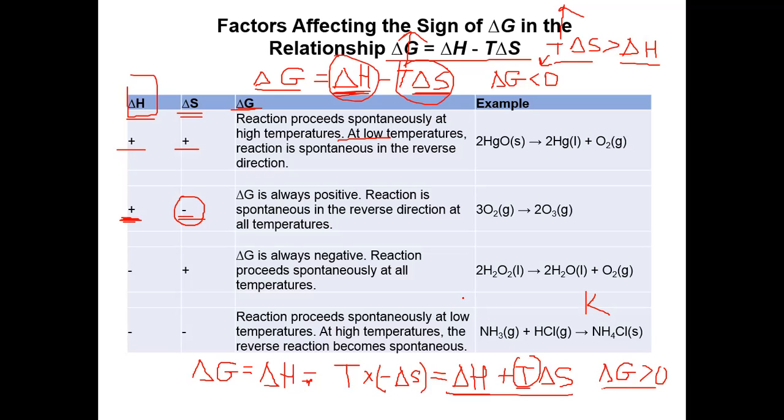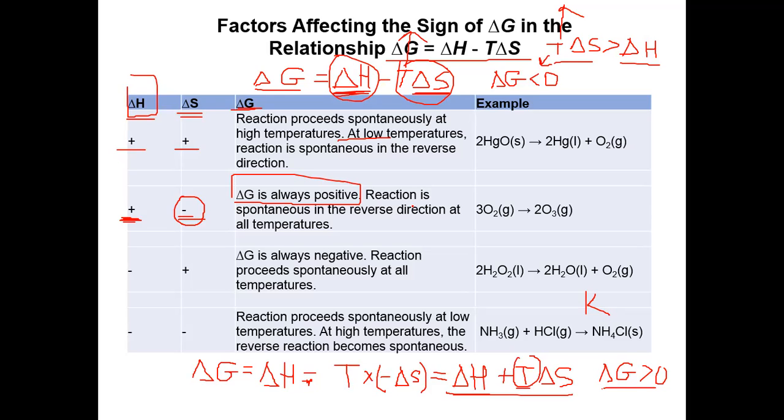So what's the situation? It says delta G is always positive. So what does it mean in terms of spontaneity? Is it spontaneous or non-spontaneous? If delta G is more than 0, is it a spontaneous process or not? When delta G is always positive, the process will be non-spontaneous. It's not going to happen by itself.